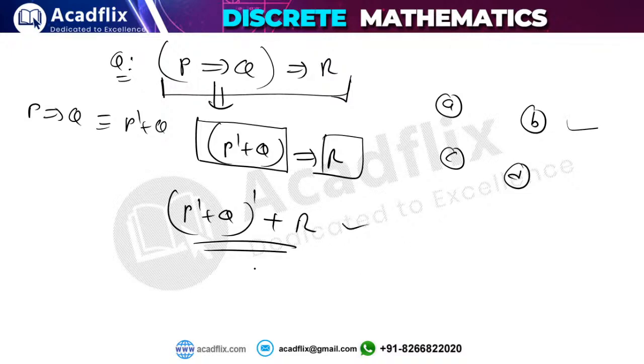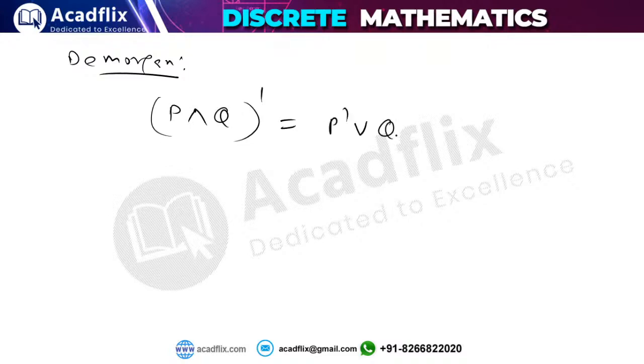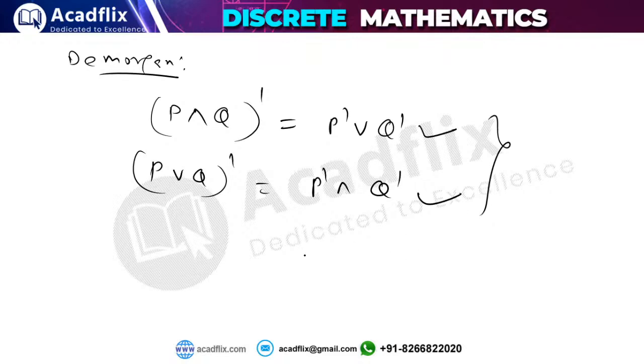Now further you can also do like this. There is a Demorgan property. Let me tell you the Demorgan property. What is the Demorgan formula? This is also important. The Demorgan formula is this: negation of P conjunction Q is nothing but P bar disjunction Q bar. And negation of P disjunction Q is P bar conjunction Q bar. What is the Demorgan formula basically?